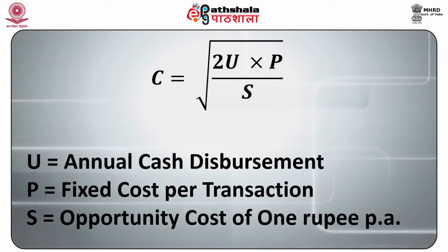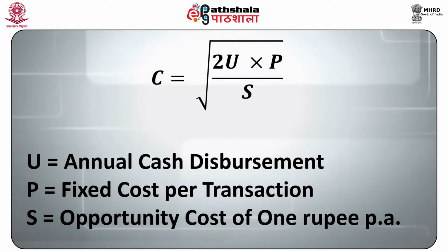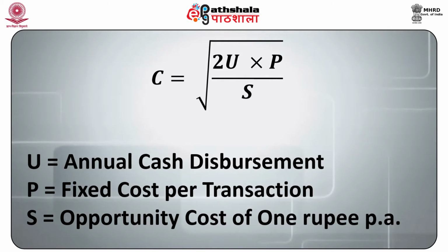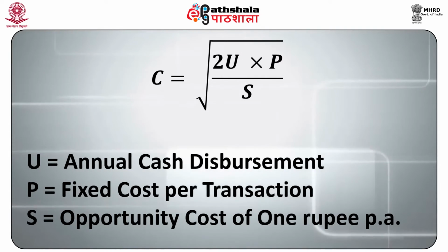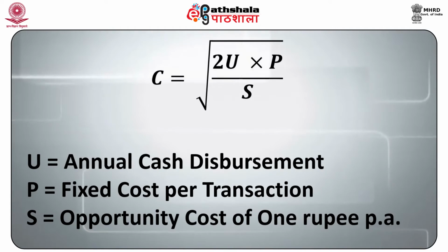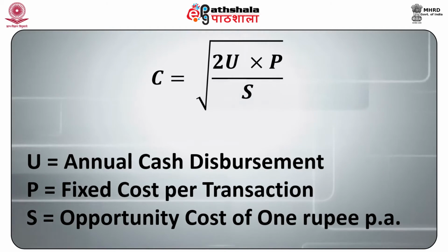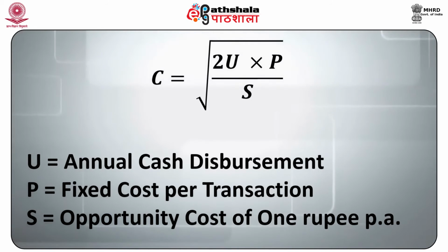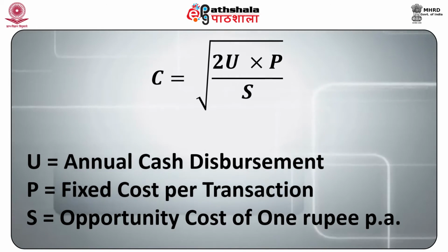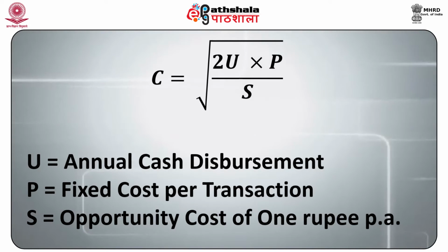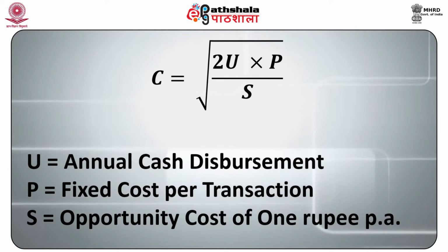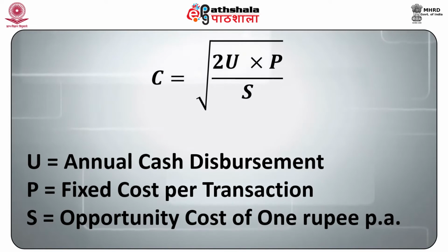William J. Baumol's model: as per it, the optimum cash level is where the carrying cost and transaction costs are at a minimum. This is given by the formula C = √(2UP/S), where U is annual cash disbursement, P is fixed cost per transaction, and S is the opportunity cost of 1 rupee per annum.